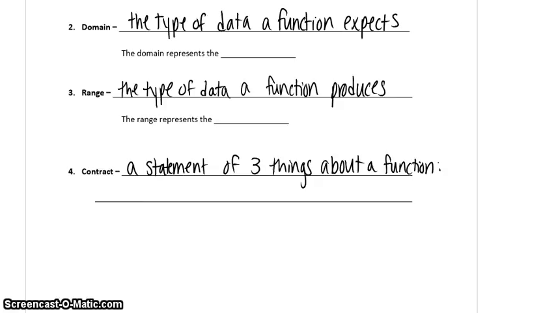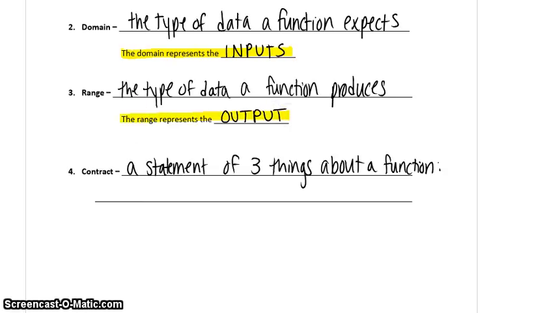So the domain is the type of data a function expects. The easy way to think about domain is the domain represents the inputs into a function. The range is the type of data a function produces. So the easy way to think about range is the range represents the output. What type of data is the output?